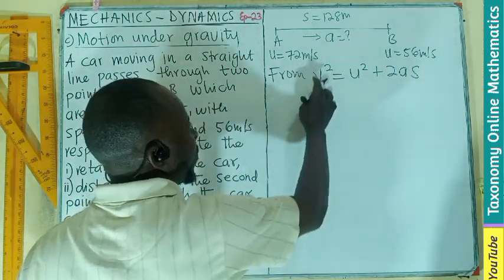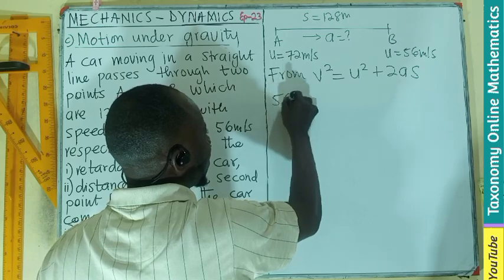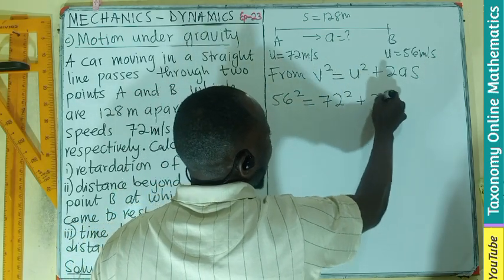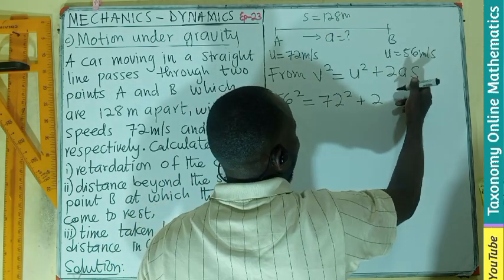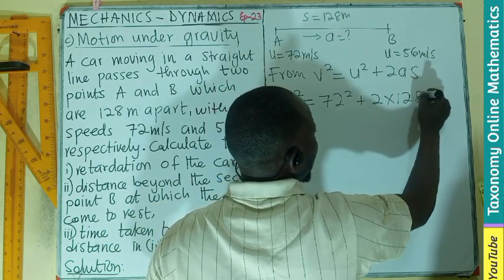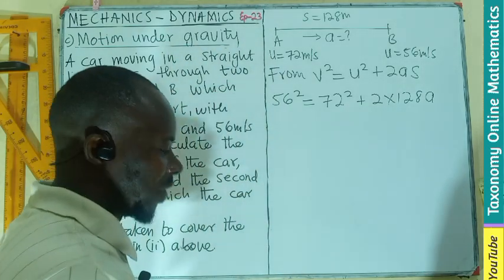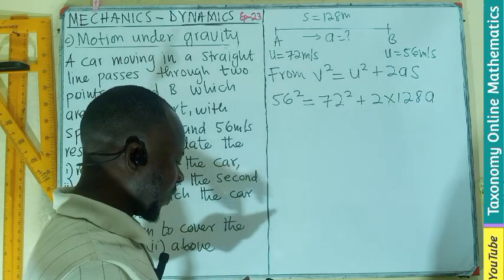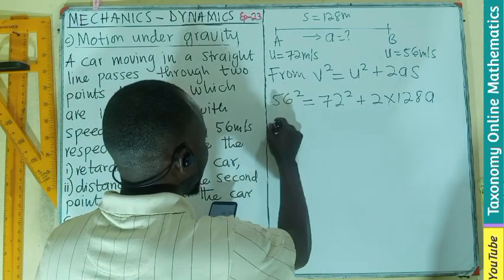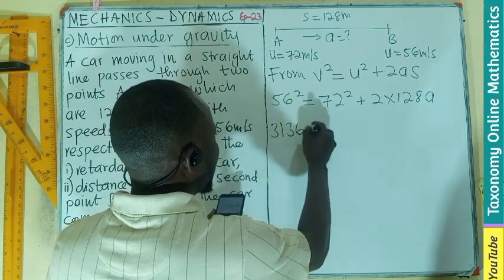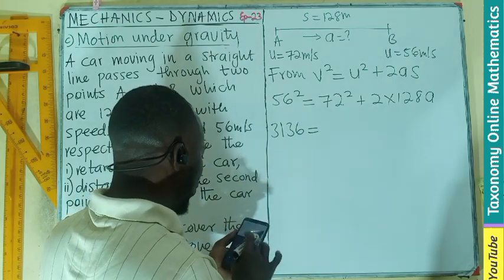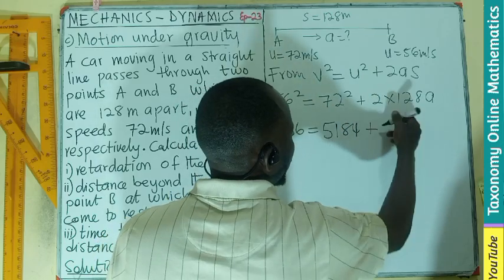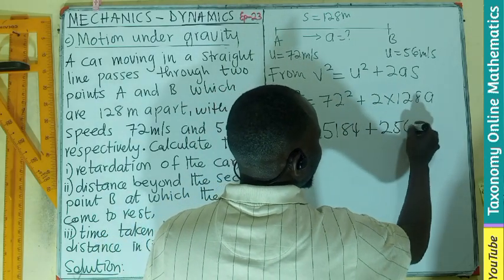So I can have the final velocity as 56 squared, the initial as 72 squared, plus 2 times acceleration times distance, 128, times a. Let's see the value we get when we square 56, and this will be 3136. Then 72 times 72 is 5184. 2 times 128 will be 256a.